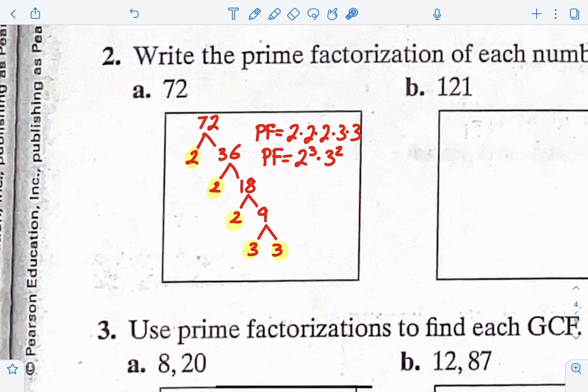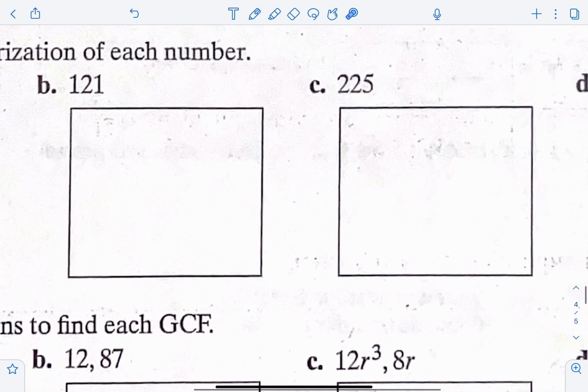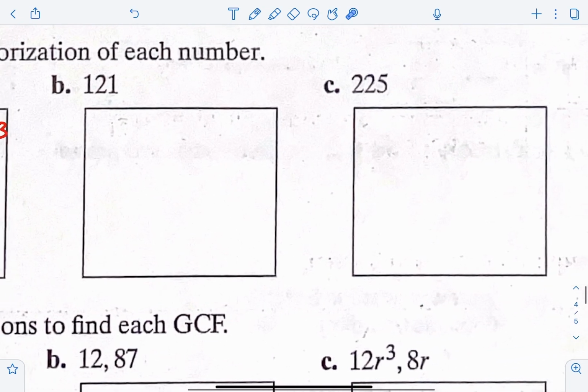All right, so go ahead and try B and C and then stop. We'll check those together, and then we'll do D as well. So do B and C with the video paused, and then come back and let's see if we did them the same.